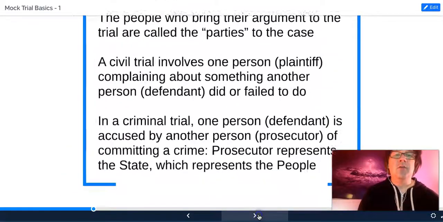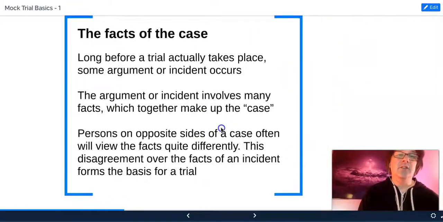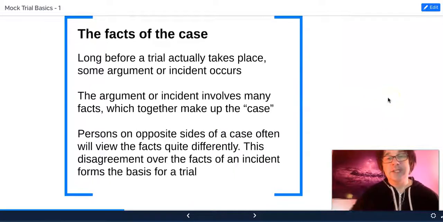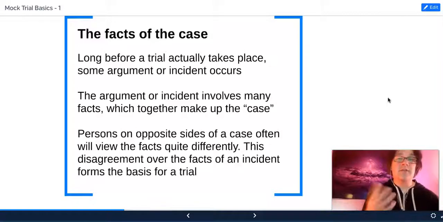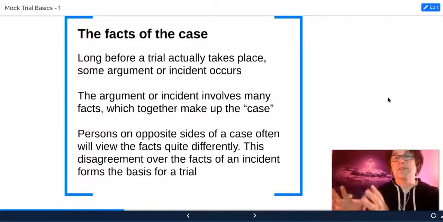Okay? So, when it comes to the facts of the case, long before a trial actually takes place, some argument or some incident occurs. This argument or incident involves many facts which together make up the case. Persons on opposite sides of the case often will view the facts quite differently. And this disagreement over the facts of an incident or an event forms the basis of a trial.